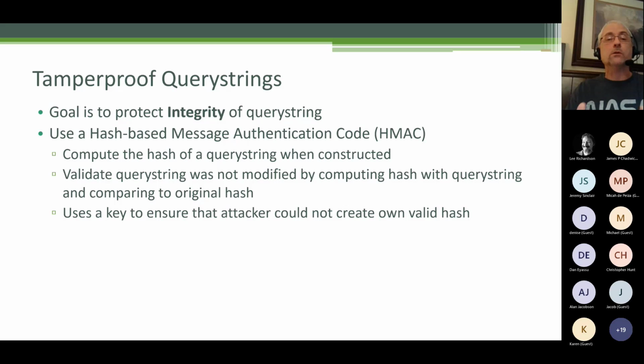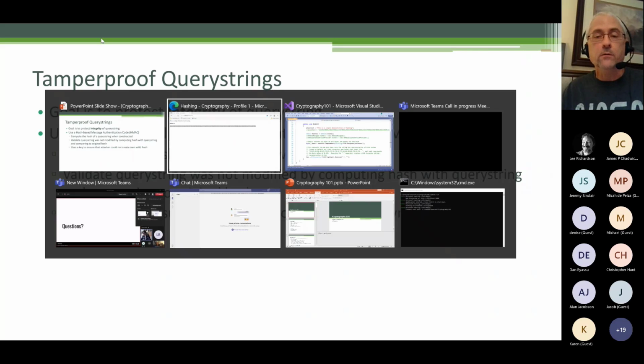So we're back to the goals: the integrity of that query string. I'm going to do that using a hash-based message authentication code. So it's a hash, but it also will have a key. The idea is when I construct a link, I'm going to compute the hash on the server of what that link should be and what its hash value is. I'm going to append that onto the URL. Now, when you come back to my site again, I'm going to take what you sent me as a query string, hash it, and compare the two hashes. That's how I'm going to tell if things have been tampered with or not.